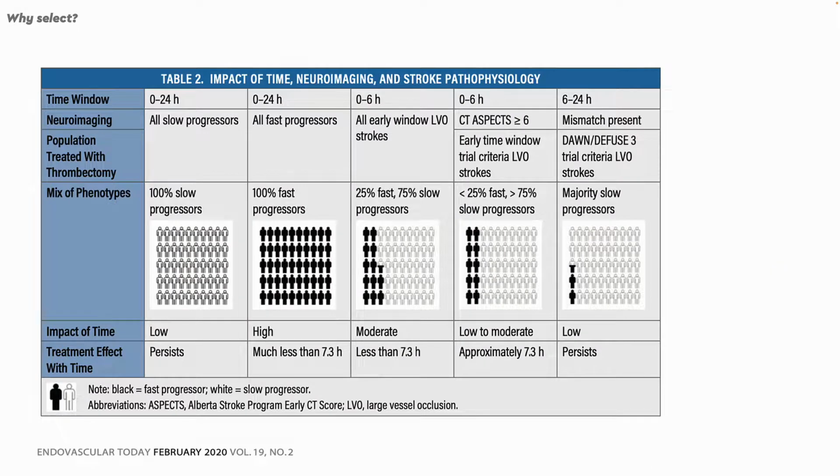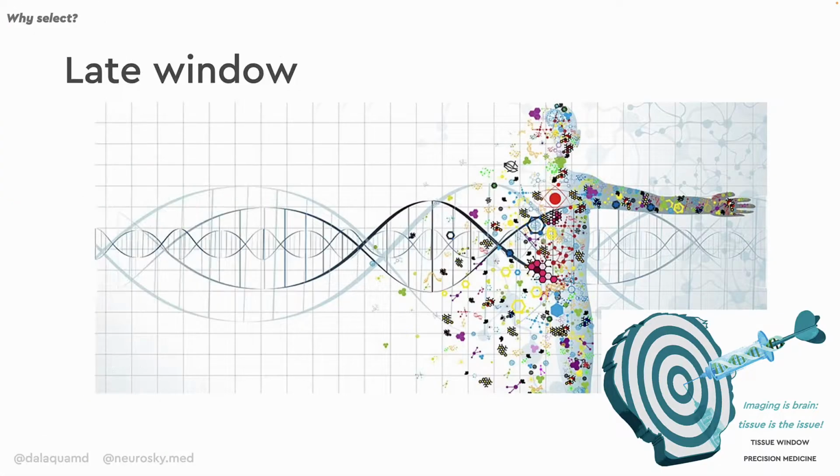So this is another very illustrative diagram that shows the same thing: overall, the impact of time is lower in patients that have more collaterals and are slower progressors. As I said before, nowadays we're not only talking about the time window, but we should keep in mind that we should absolutely think about the tissue window in the era of precision medicine.